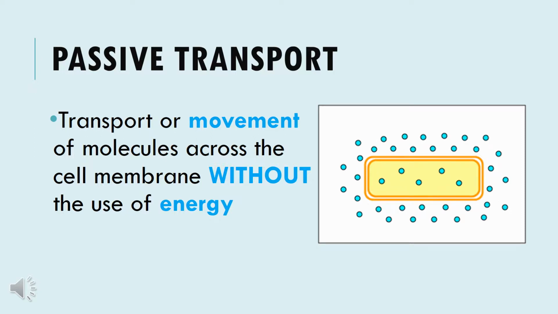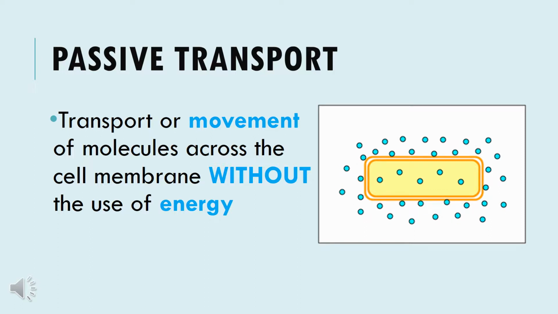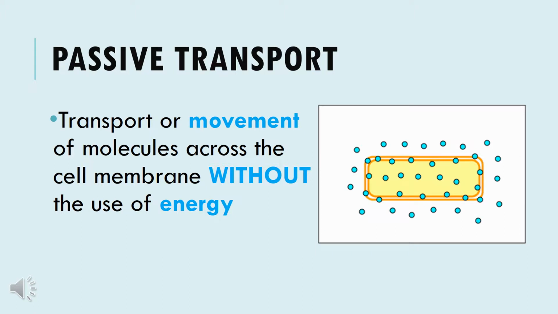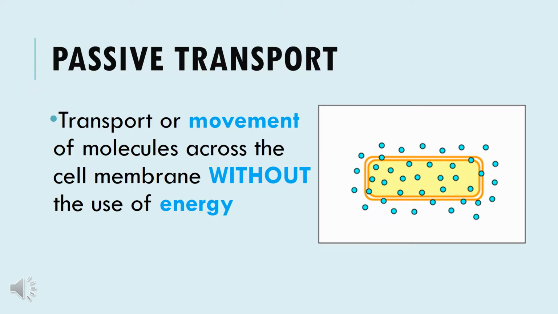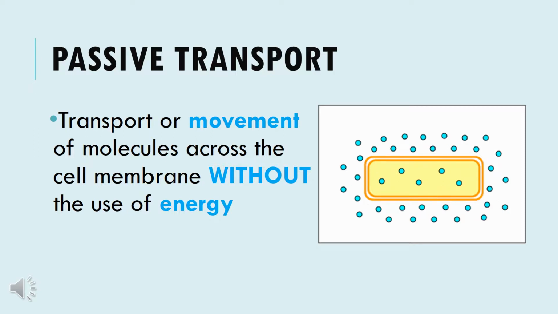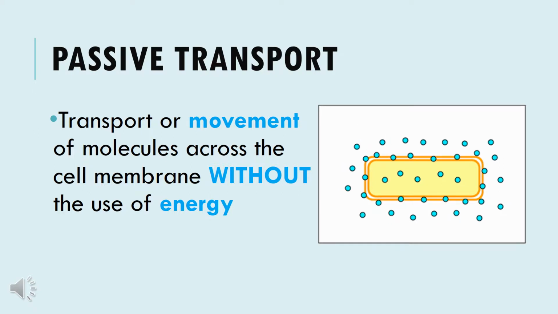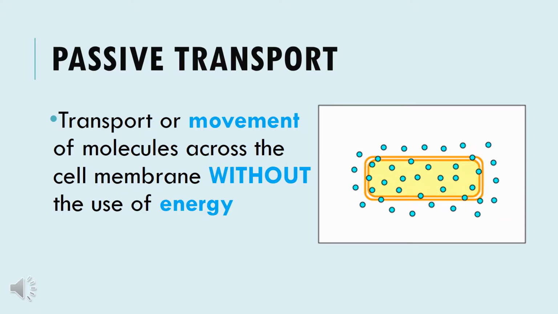Passive transport will allow the cell membrane to permit molecules to enter or leave depending upon the amount of molecules located either inside or outside of the cell. And because it's all based upon the amount of molecules inside or outside of the cell, the movement of those molecules can take place without the cell and the cell membrane expending any additional energy.